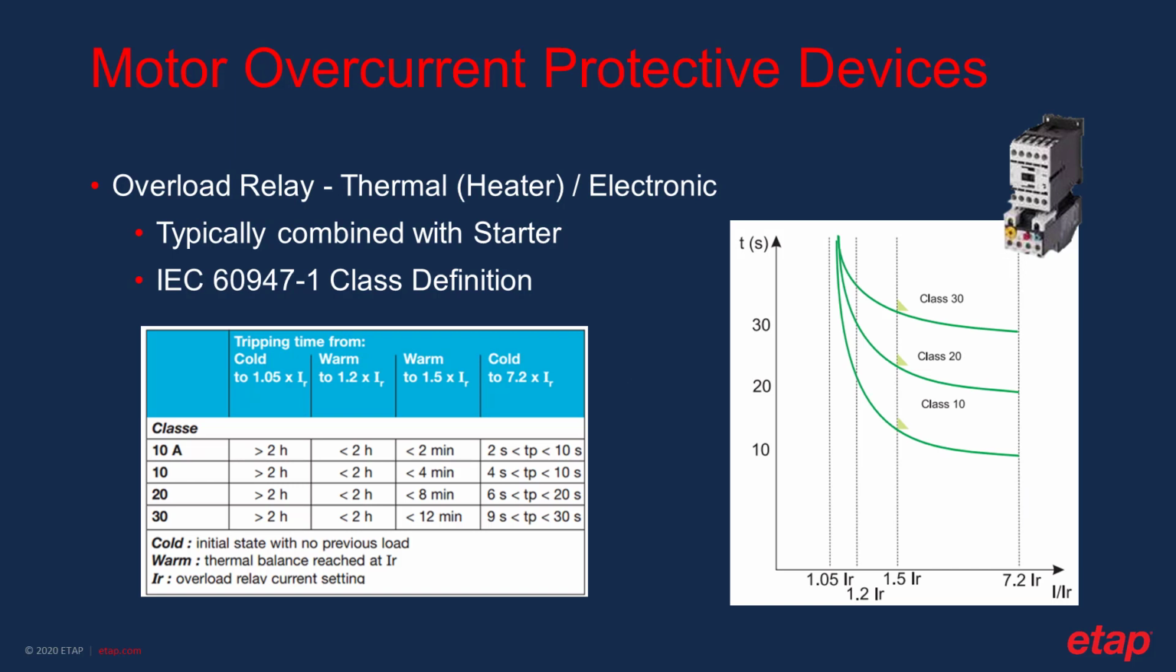The definition of the delay time or duration of withstand of the current to interrupt it is a little bit different. Based on IEC 60947, the class definition for class 20 is a current which is rising from the cold status to 7.2 times of the rated current, and the duration for the interruption could be something between 6 seconds to 20 seconds, as can be seen here. For class 10, this would be between 4 to 10 seconds.